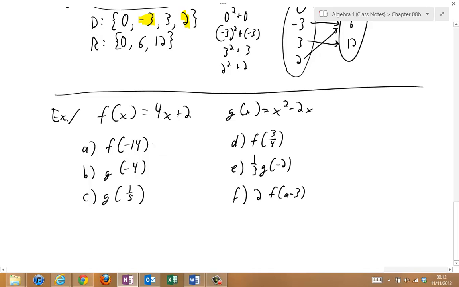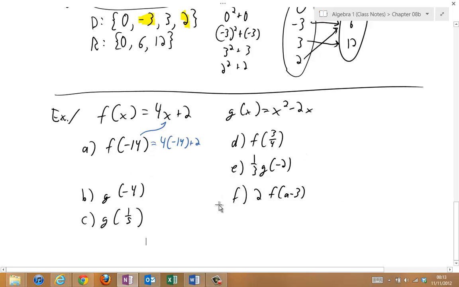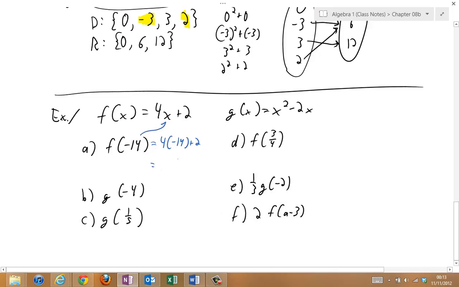F of negative 14. This means I'm going to substitute negative 14 into the f function. So 4 times negative 14 plus 2. It does not mean f times negative 14. That is different. So, looking at this, let me add some space here. 4 times negative 14 is negative 56, so then I have negative 56 plus 2, or negative 54.